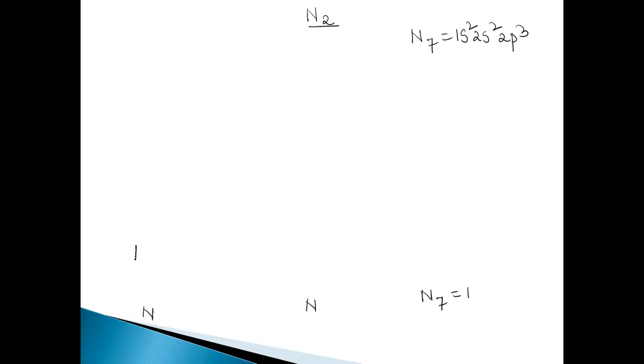This is 1s. Then comes 2s. Then comes 2p, which has 3 orbitals which are degenerate. For nitrogen also I have the same thing, that is 1s2, 2s2, and 2p3. So this has 2 electrons. This is 1s, this is 2s, and this is 2p.